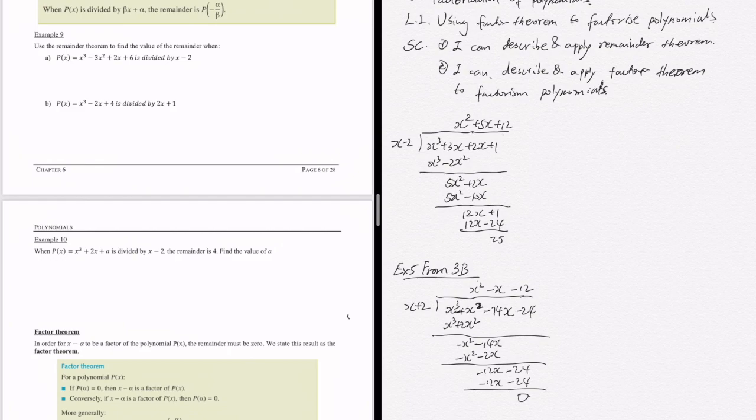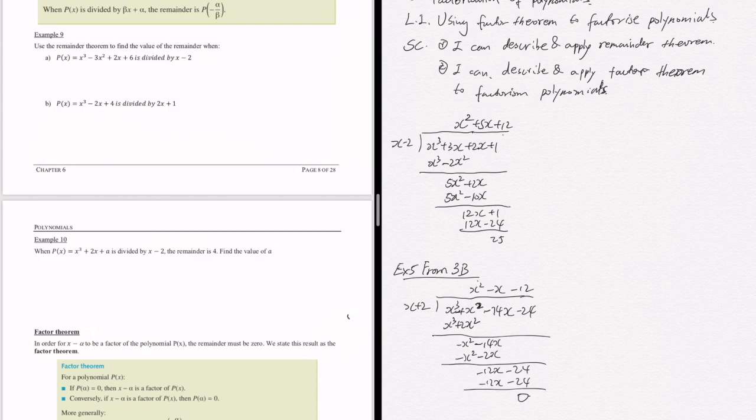The learning intention of today is using the factor theorem to factorize polynomials. Success criteria: the first one is that I can describe and apply the remainder theorem. And the second success criteria is I can describe and apply the factor theorem to factorize the polynomials.